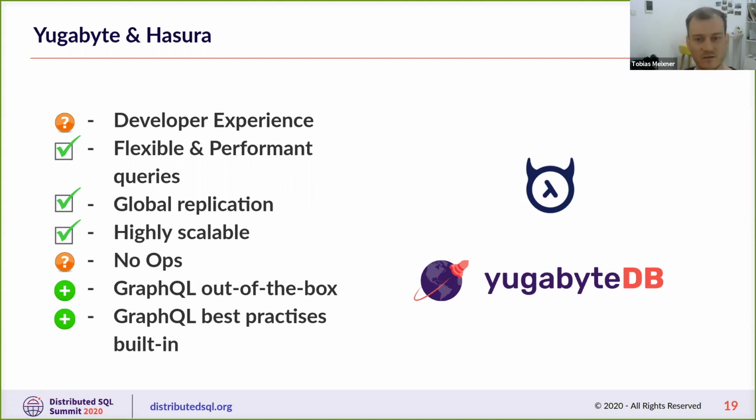And then what we also get on top with Yugabyte and Hasura together, we get GraphQL out of the box. Before, we've been using Apollo Server and taking care of most of the GraphQL stuff ourselves, meaning writing custom resolvers and defining the schema ourselves, which we get out of the box with Hasura, which is great. And we have GraphQL best practices built into Hasura. Things like data loading and other issues you may have in GraphQL are automatically solved with Hasura. So this is good news.